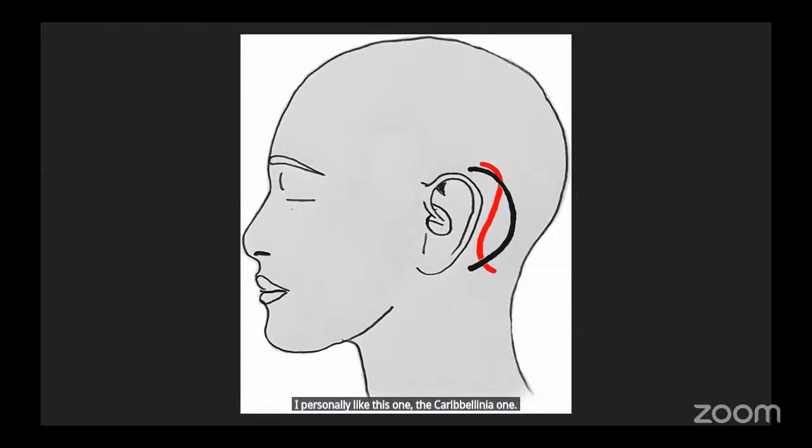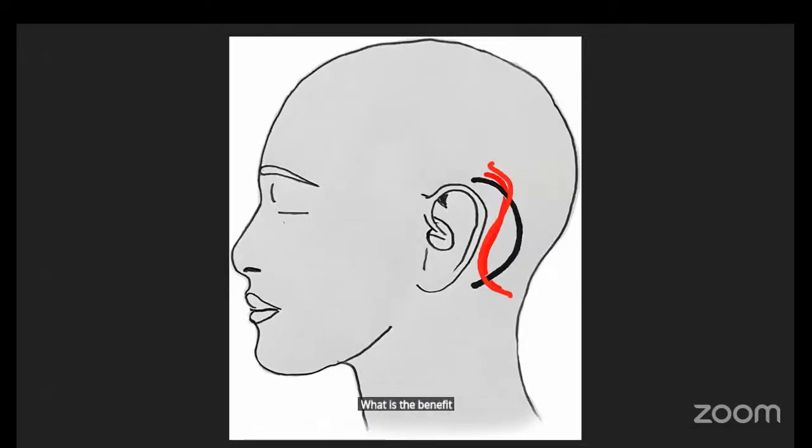This S shape, what benefit does it have? What is the benefit going to be?